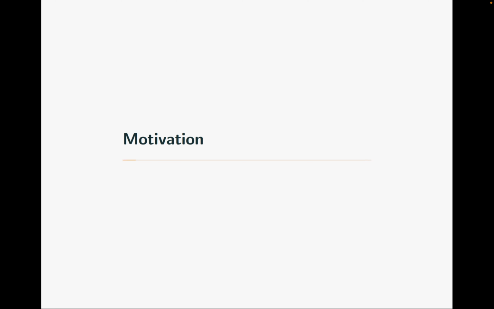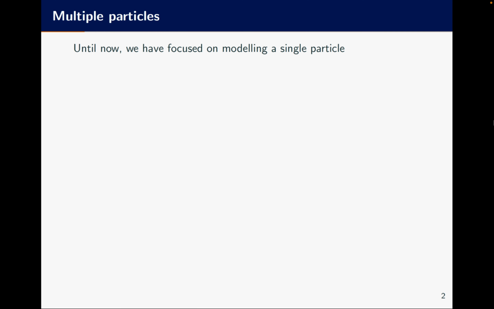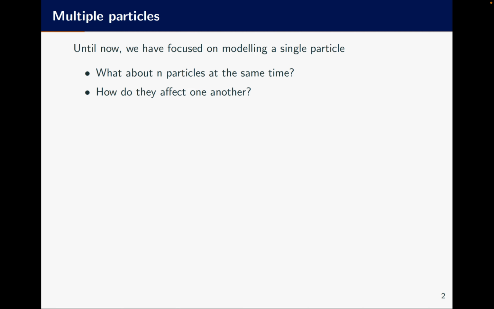So, the motivation. Up until now, we've looked at modeling systems with only one particle. I don't know about you, but the world I live in has more than one particle, and sometimes those particles even interact with one another. So, what about n particles at the same time? How do we model their interactions?